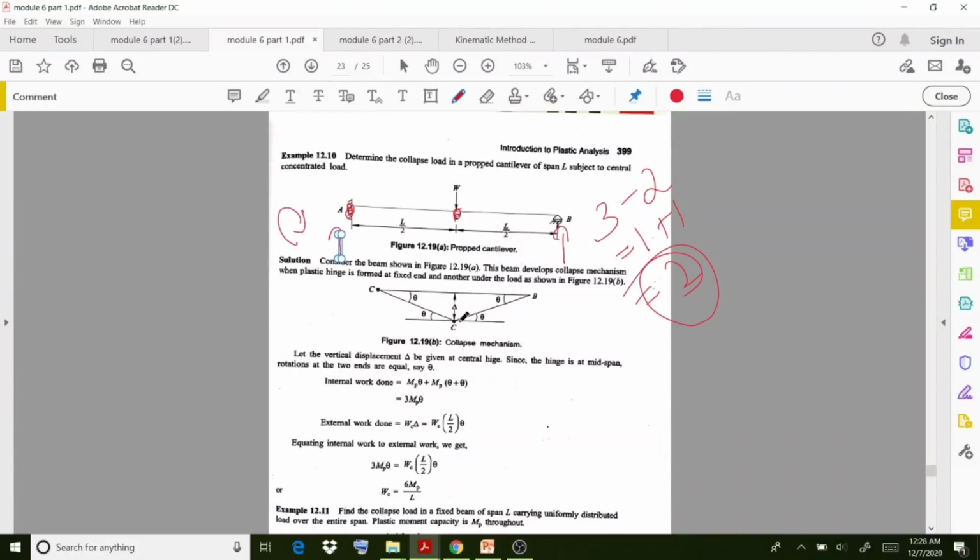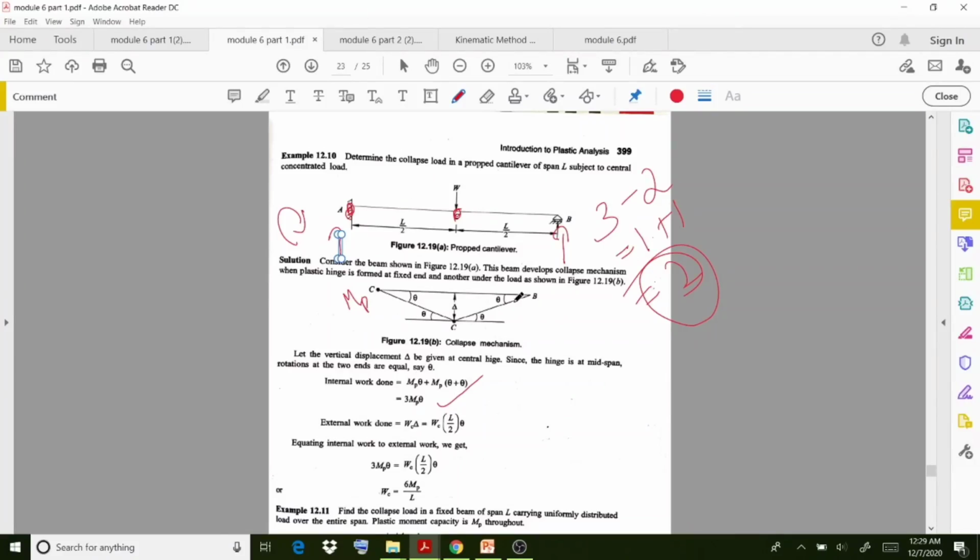So if you apply the W load, a deflection delta will occur. And if you substitute those values in the internal work, you can easily calculate that MP multiplied by theta, since a plastic moment is formed here, and here MP multiplied by theta plus theta. So you will get the value 3 MP theta. Then coming to the external work done, WC multiplied by delta. Then the delta value you can substitute in this way.